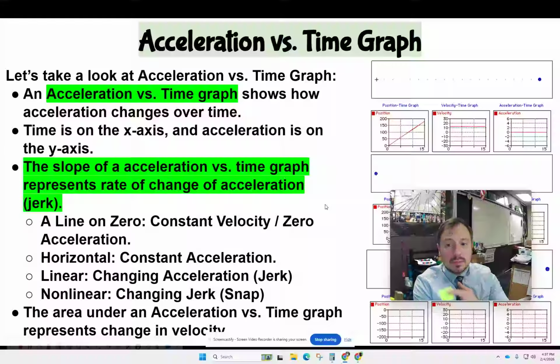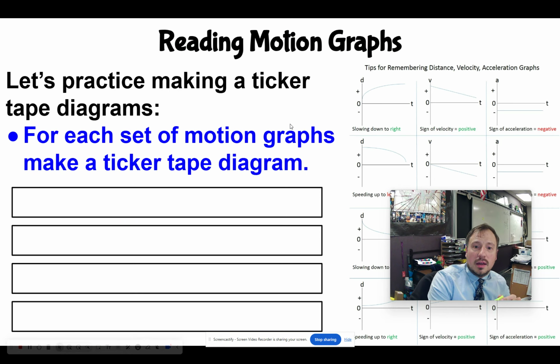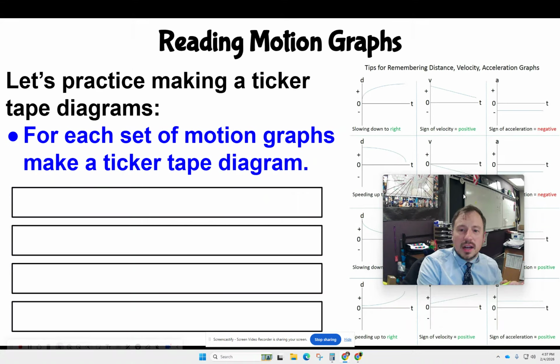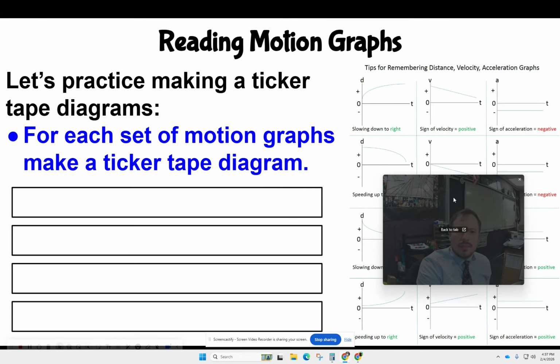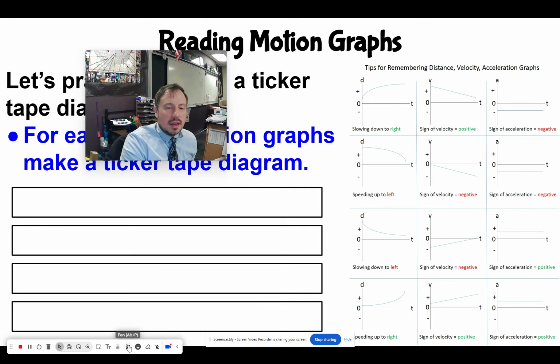If you have some sort of a motion, you can graph the position versus time. So on these, I'm just going to do a couple of these really quickly. For each of these motion graphs, make a ticker tape diagram, just like we've done before. So I'll do this first one for you.